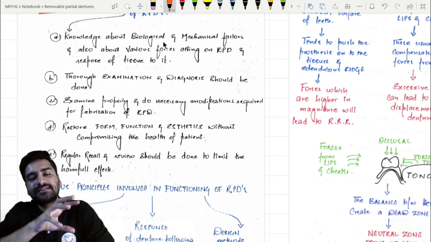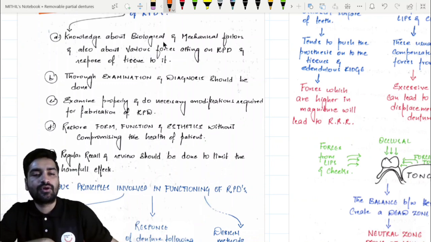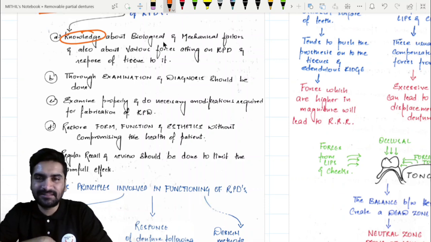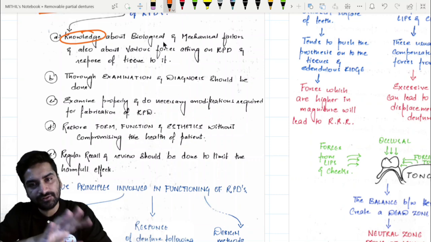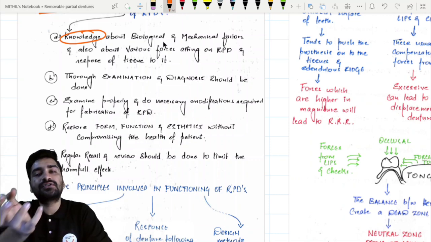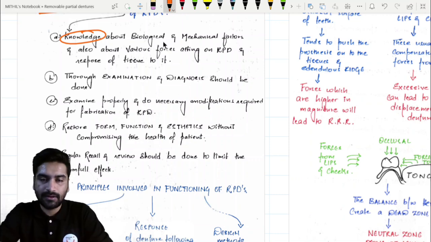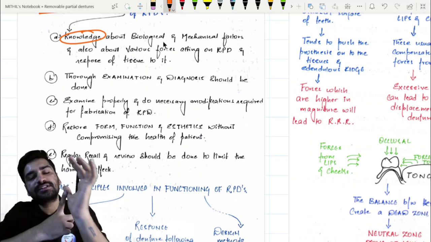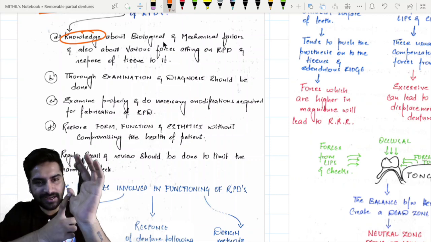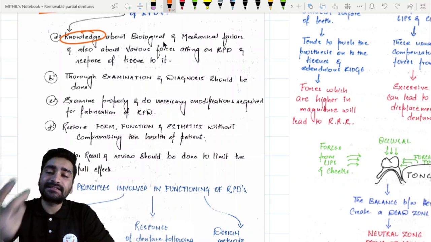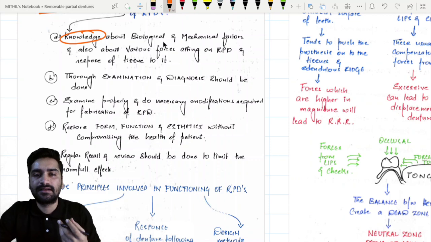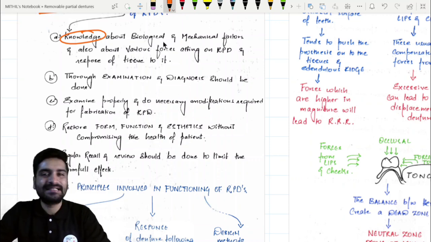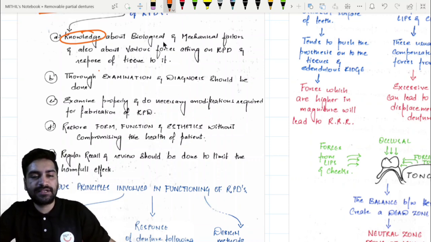First, he mentioned that it is very important to have knowledge about the biological as well as the mechanical factors, and along with that, the various forces related to those factors and the response of the tissues towards those forces. So three things. First, you should have knowledge about the biological as well as the mechanical factors. Secondly, which are the various types of forces acting on an RPD and what is the response of our tissues to those forces.